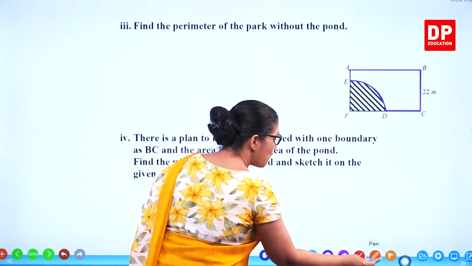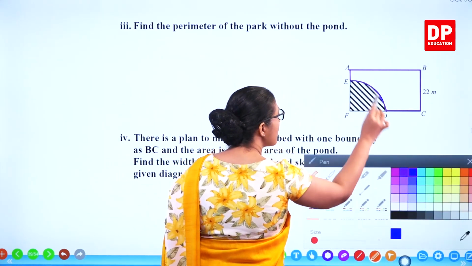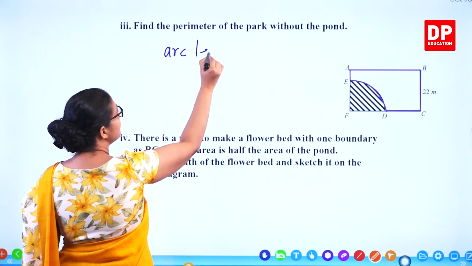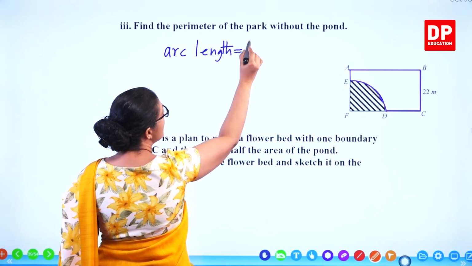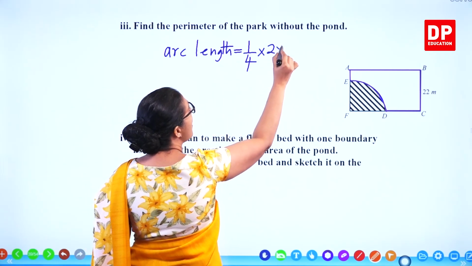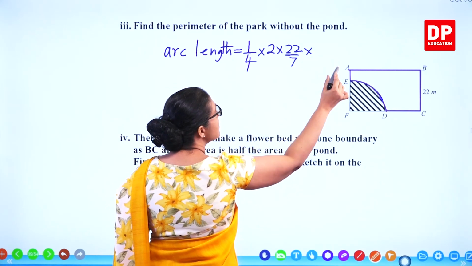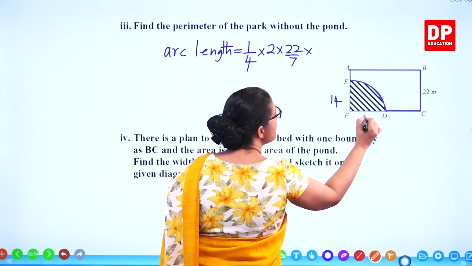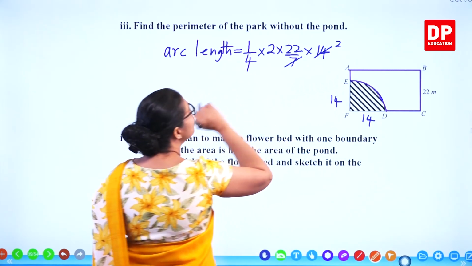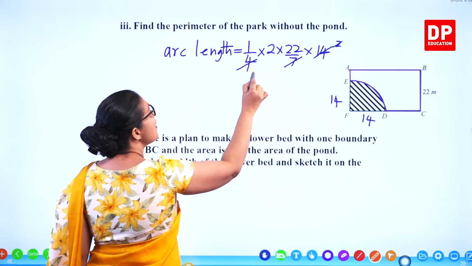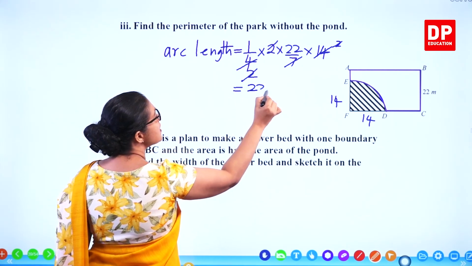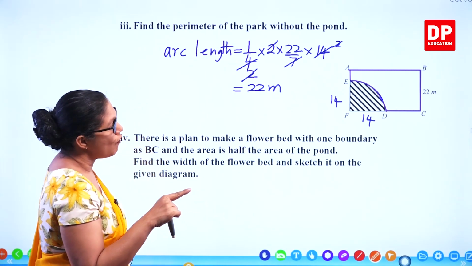So first thing, we can find out the arc length. What's the arc length? Arc length is equal to 1/4, that's a quarter of a circle, into 2 pi r. 2 pi we can take 22/7. What's the radius there? It's given as 14 here. So 7 times 2, then 2 times 2 here. This 2 gets cancelled out with this 2. You get 22 meters as the arc length of DE.